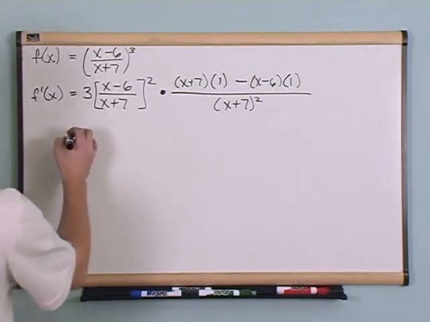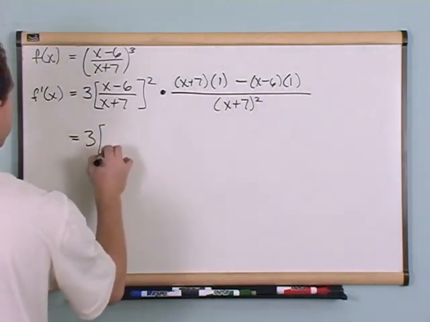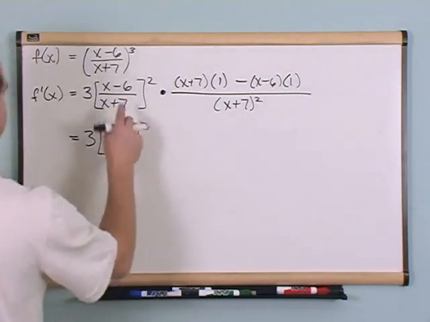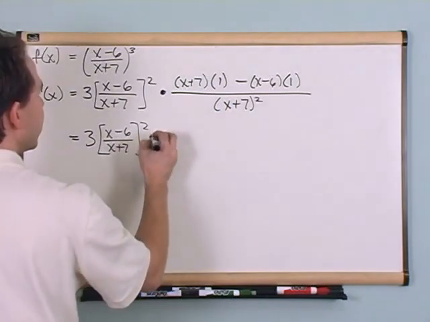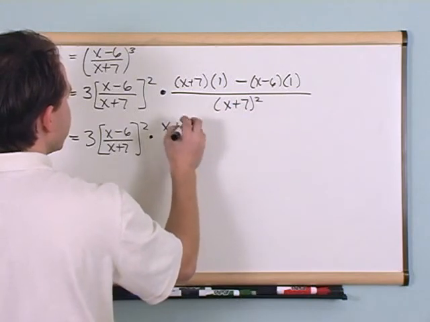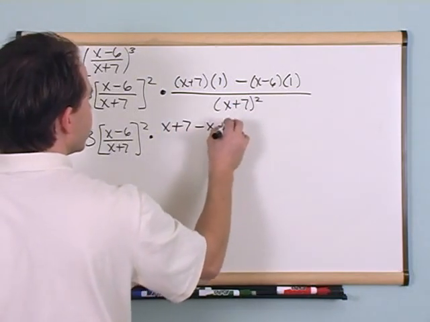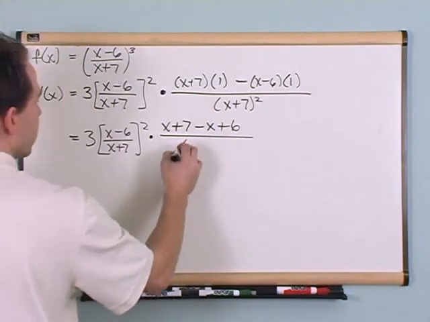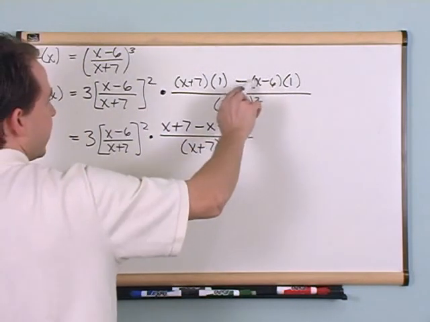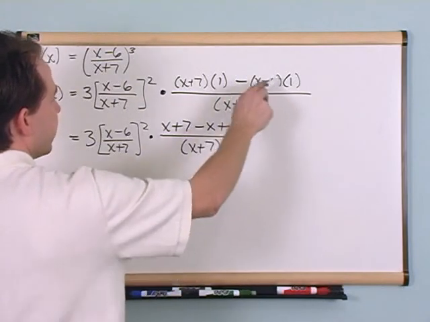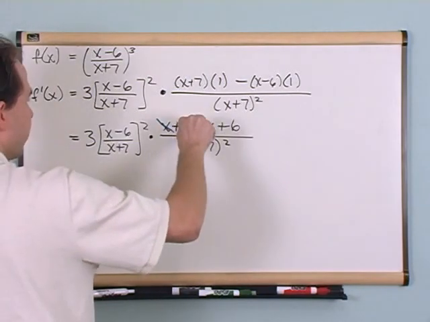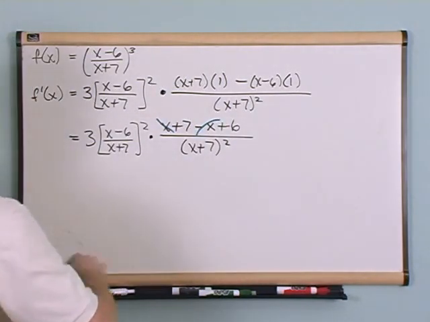So, in order to simplify this more, let's just write it explicitly. x minus 6, x plus 7. I've done nothing here but rewrite it. And then over here, let's go ahead and expand all this stuff out. On the top, you'll have x plus 7 minus x plus 6 over x plus 7 squared. And I just distributed this negative 1, and I got the negative x, I got the positive 6, like this. Now, what does that do? This x cancels with this negative x, right?